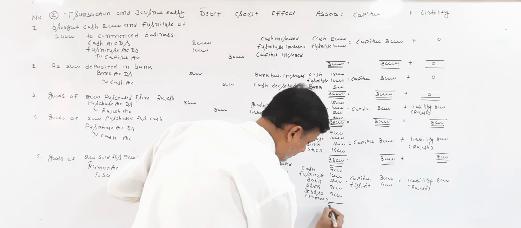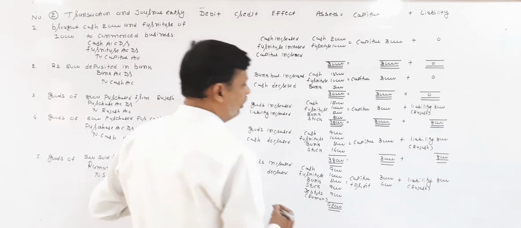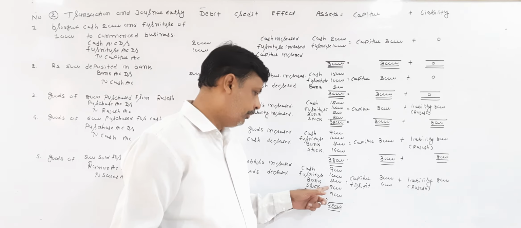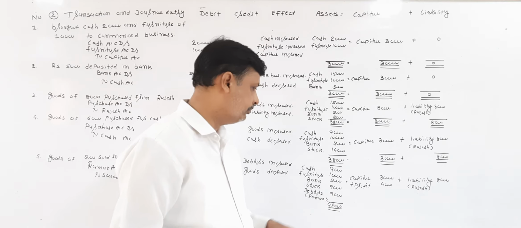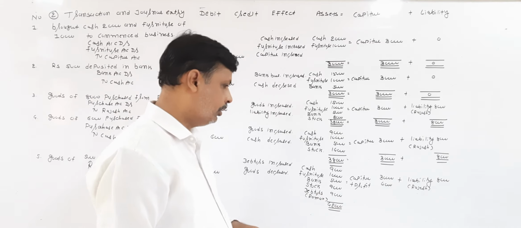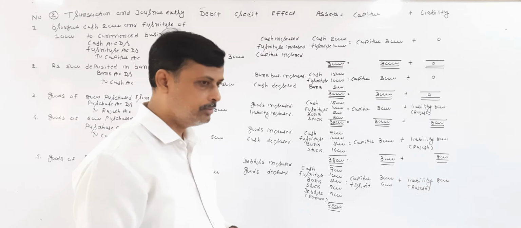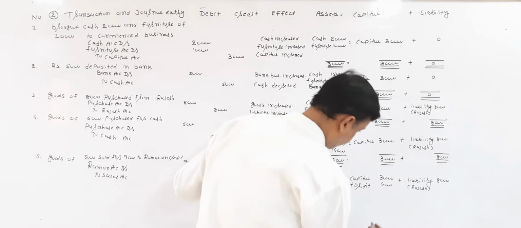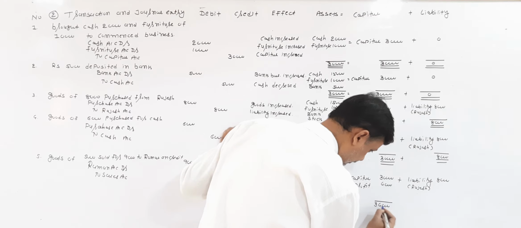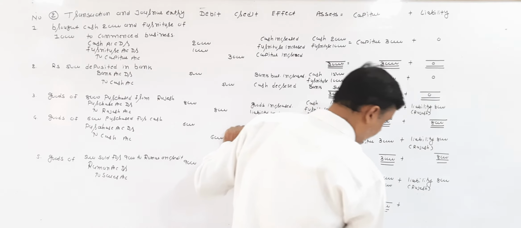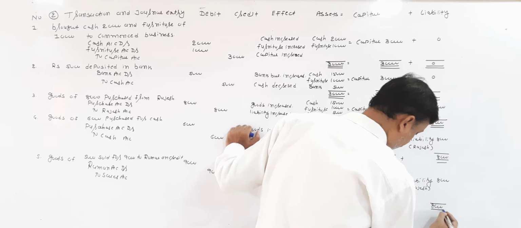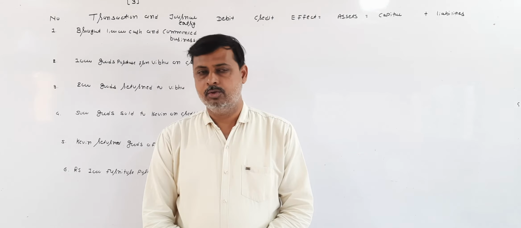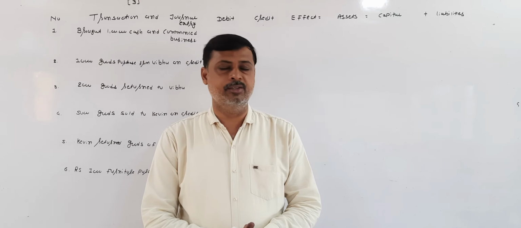Total: 9 + 10 = 19 + 5 = 24 + 9,000 + 9,000, so 42,000. So we have to make the total of this. Cash total 42,000, here capital 34,000, and our liabilities, that is 8,000. So here we completed our example number 2. Now we are going to learn about example number 3.